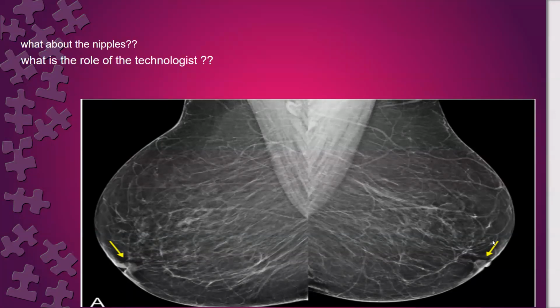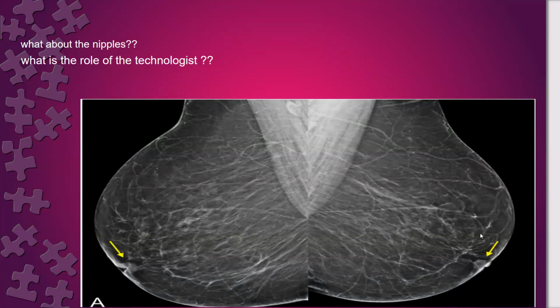What do you think about this nipple? Are they normal? It's supposed to be like this? No, the right nipple is inverted. It is bilateral, both are the same. Just facing downwards, a pendulous breast.